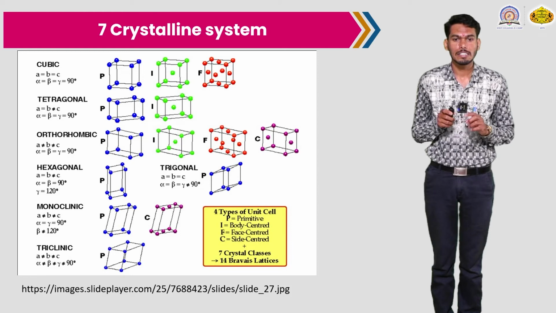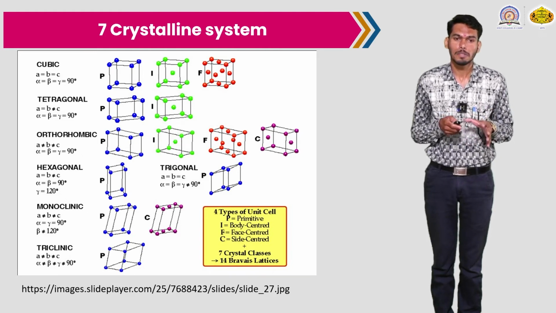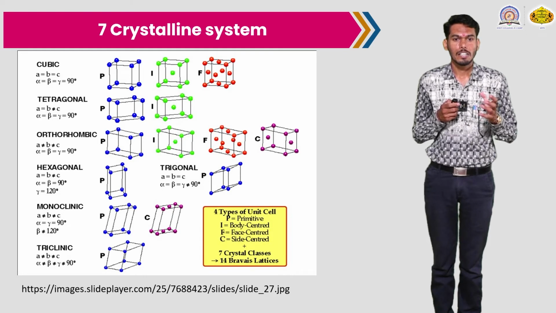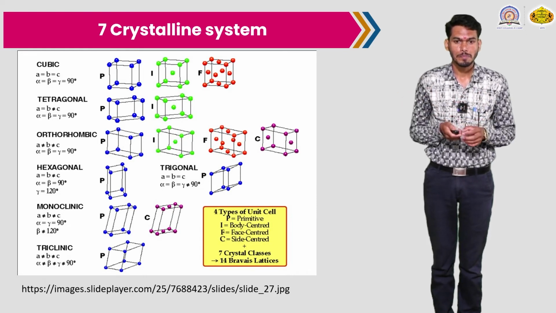Each Bravais lattice is different from the others: cubic, tetragonal, orthorhombic, hexagonal, monoclinic, triclinic and trigonal systems. So these are the different types of 7 crystal systems, further classified into 14 Bravais lattices based on the arrangement of atoms in the unit cell.